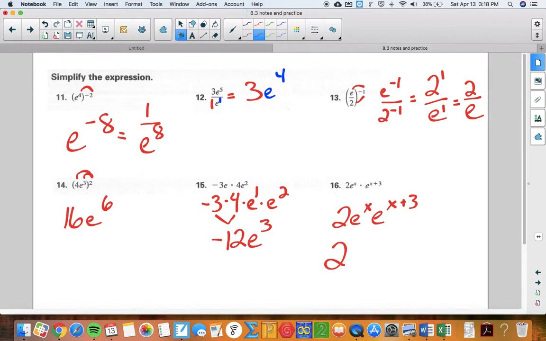Remember what we did with the powers? Over here, we add them together when we're multiplying the same bases, and we're still multiplying the same bases together, so we add the powers together. So now I'm adding x plus 3. So how do we simplify that? That becomes 2x plus 3. So that is my power that I'm talking about. So the base is e, and now the new simplified power is 2x plus 3.